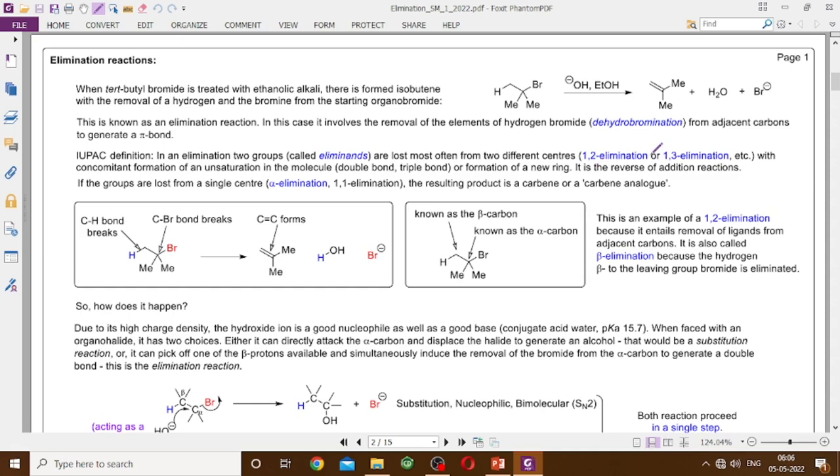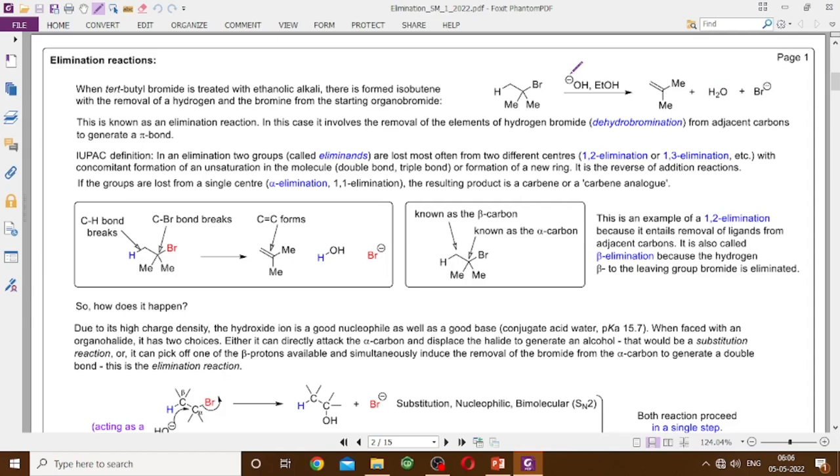1-2 elimination here. A typical example is when tertiary butyl bromide is treated with ethanolic alkali. If we do that, then we get three products. One is isobutene or isobutylene. We also get water and we get bromide.